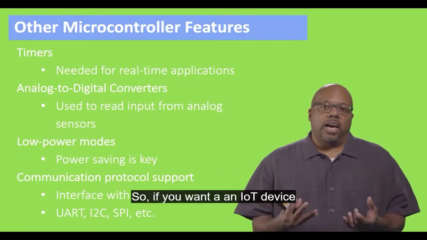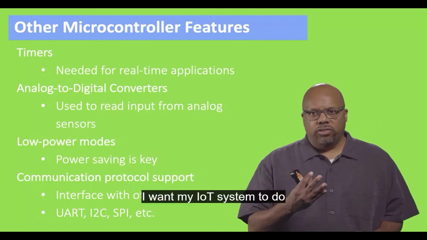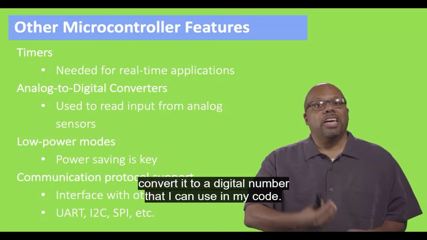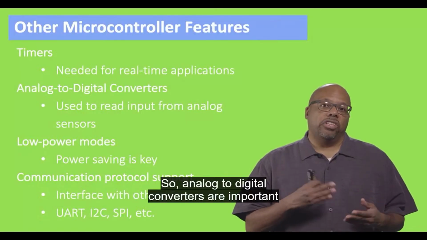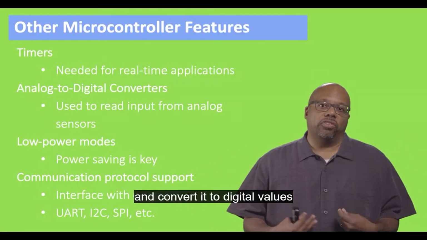So if you want an IoT device to process these analog phenomena, it has to convert it into a digital number. So the brightness of this light. Say I want my IoT system to do something when the brightness reaches a certain threshold. It needs to be able to take that analog value of that light brightness, convert it to a digital number that I can use in my code. I can say if brightness is greater than 1,000 or some digital number, right? So analog to digital converters are important in IoT devices because it's very common to take analog phenomena and convert it to digital values that you can process in your code.